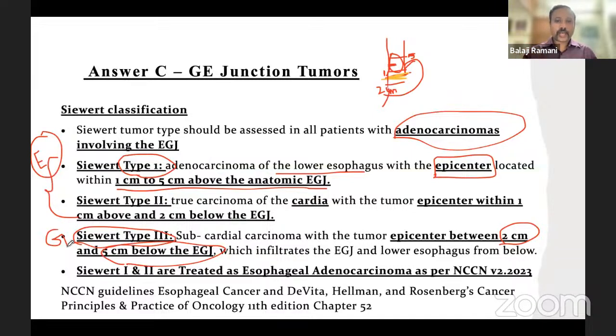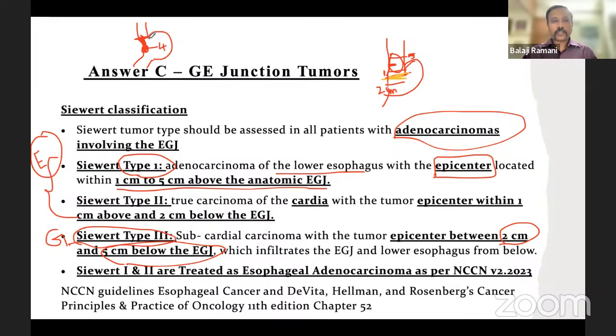That is a true gastric cancer with the epicenter starting 2 centimeter below and extending up to 5 centimeters below the OG junction, and it has to involve it. So the next question is, suppose you have a tumor sitting here, and the epicenter of the tumor is at 4 centimeters from the OG junction. Is this Sievert's type 3? No. What you have to remember is, this tumor has to creep upwards and involve the OG junction. Only then can you call it a Sievert's type.